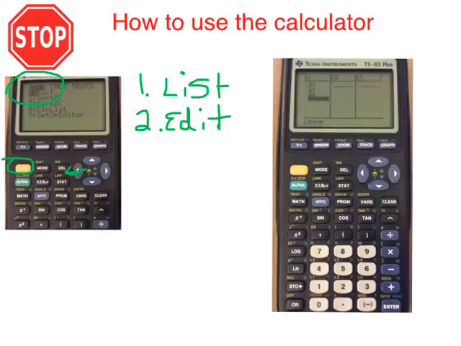Next, we're going to look at the next screen over here on the right. You're going to have a screen that says L1, L2, L3. The L stands for list 1. So in list 1, I'm going to type in the data. I'm going to type in 52 and hit enter. 60, enter. 66, enter. The next number I'm going to type in is 66. One of the things that kids always forget is to hit enter. So type in your data.